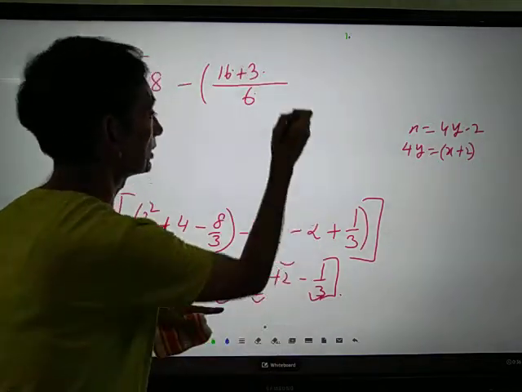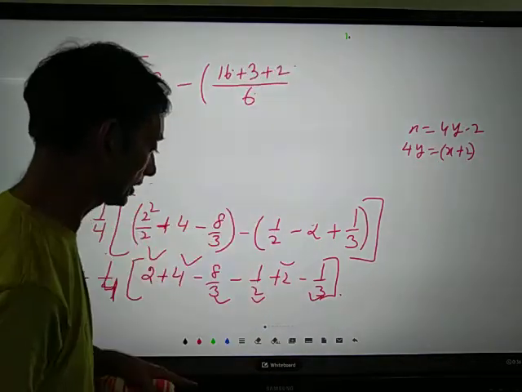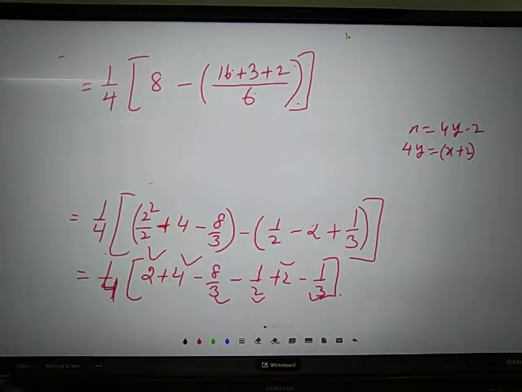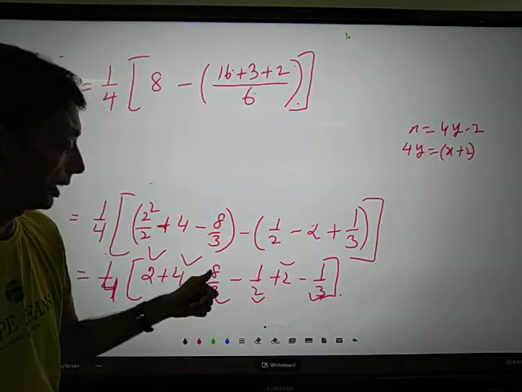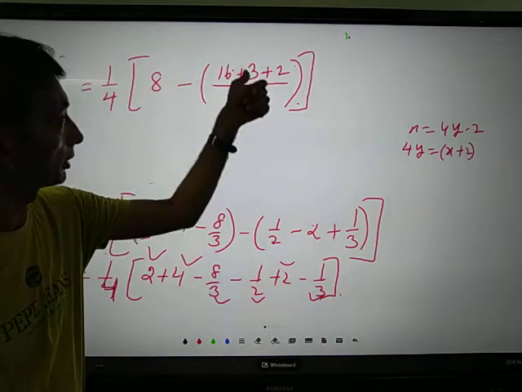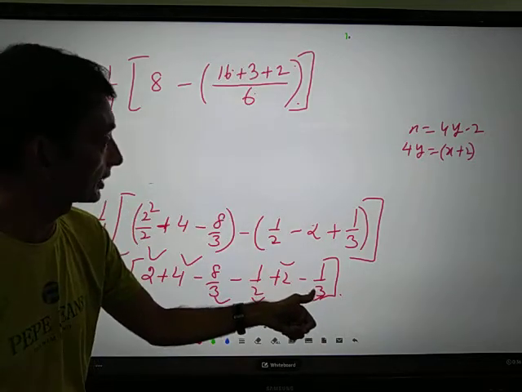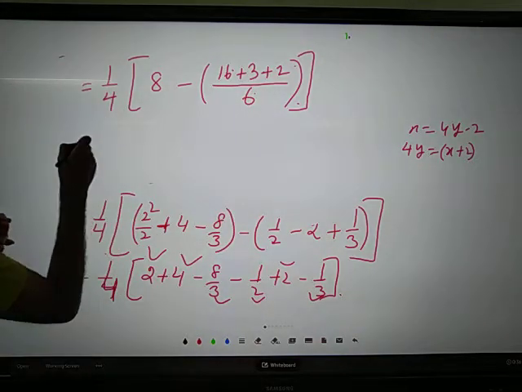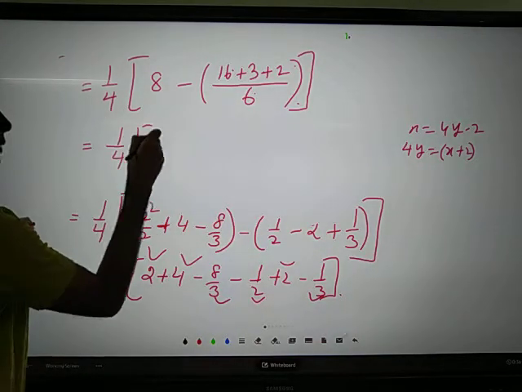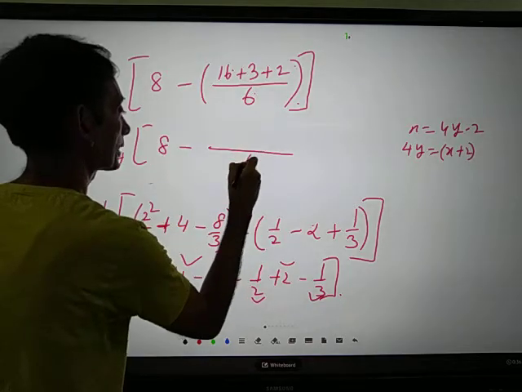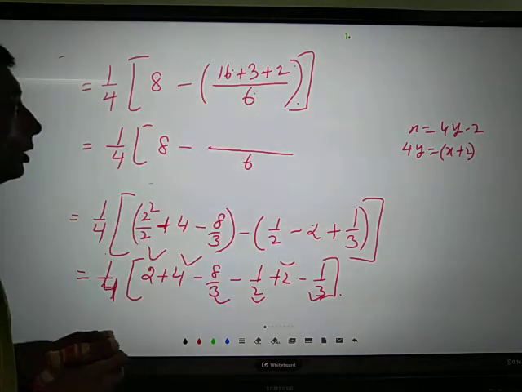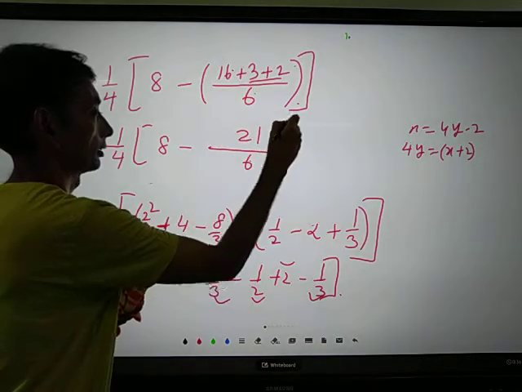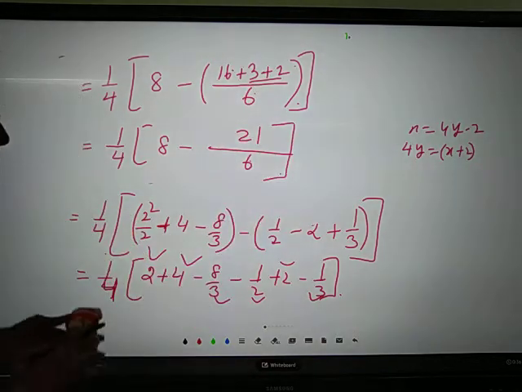And since 6 is the LCM, 1 by 2 will be 3, and 1 by 3 will be 2. Now it's 1 by 4, 8 minus the fraction: 16 and 3 plus 2, 5, so it's 21 by 6. Right? The answer is 21.